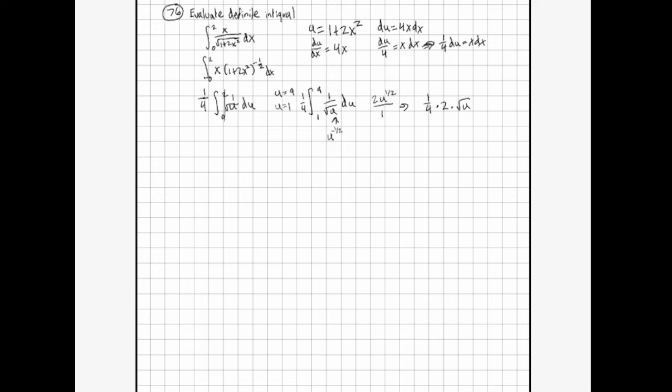Boom. Now you plug in 9 and 1, which we got earlier. So now you plug in 9 for u. The square root of 9 is 3, times 2 is 6, times 1/4 is 1.5. And then the square root of 1 is just 1, times 2 is 2, times 1/4 of that. Well, you do b minus a, right? 0.5 for when you plug in 1. And that should get you your answer of 1.